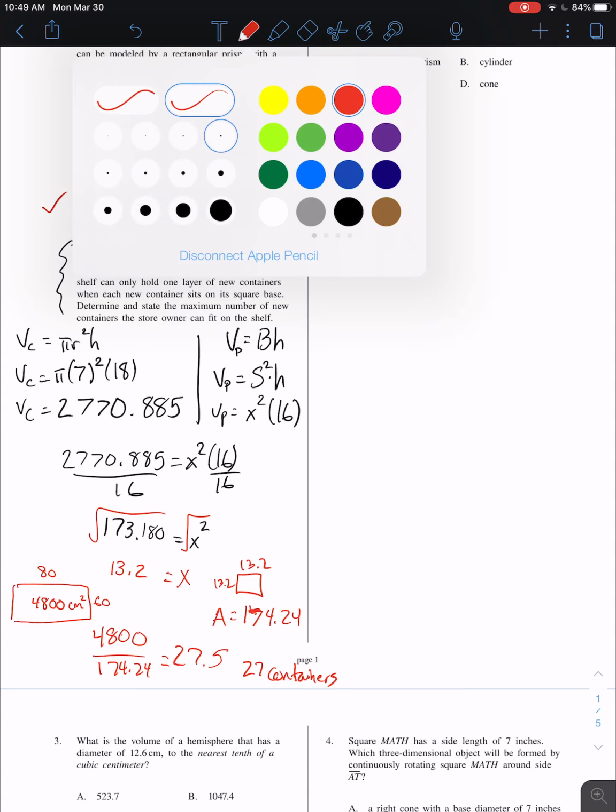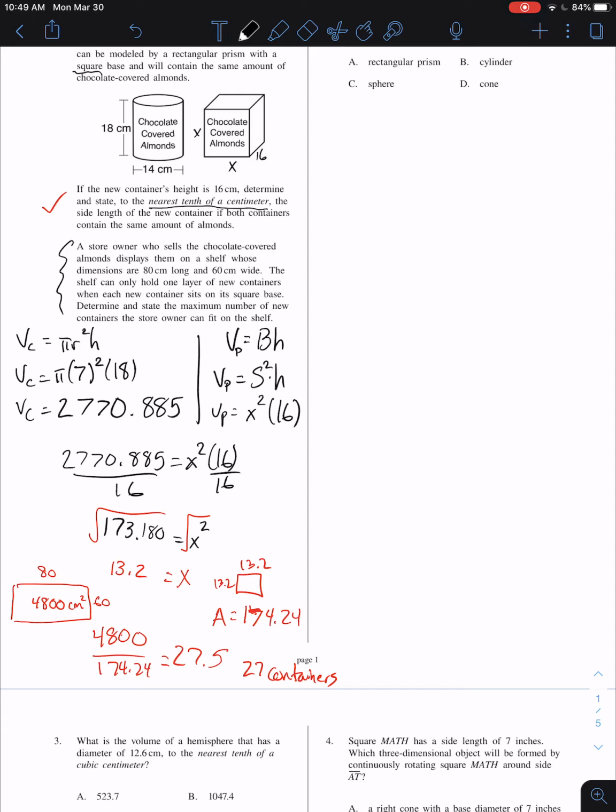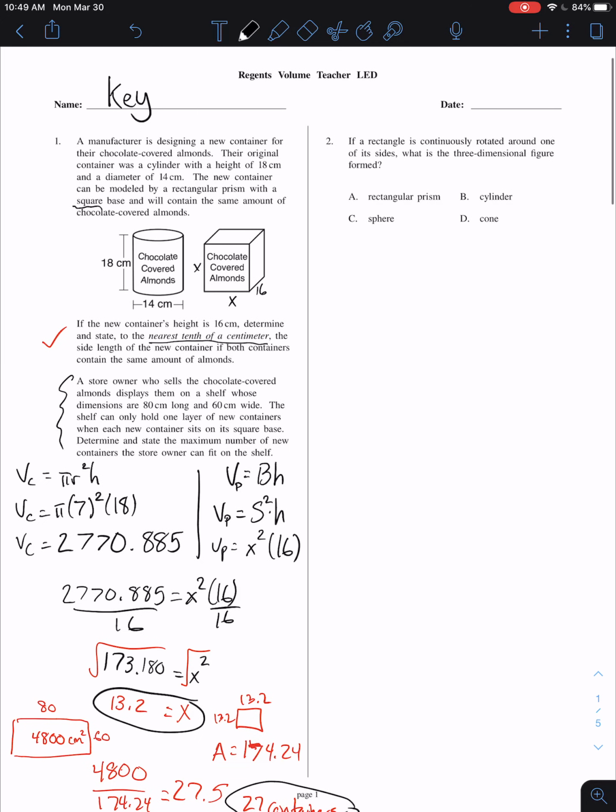Okay, so what started as a volume problem, the second part of it became an area problem. So I have my two answers. I have the length, and then I have how many containers I could fit on the shelf. A lot of work there, but again, very simple work, all based on formulas, all based on plugging in. Very doable, but you have to sit down and take that time. All right, question number 2.